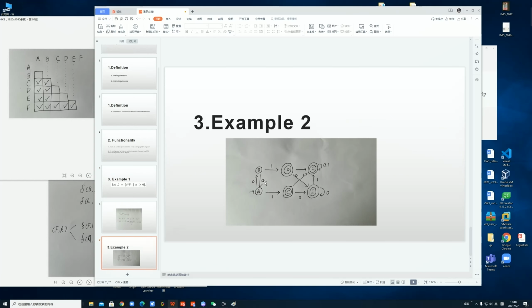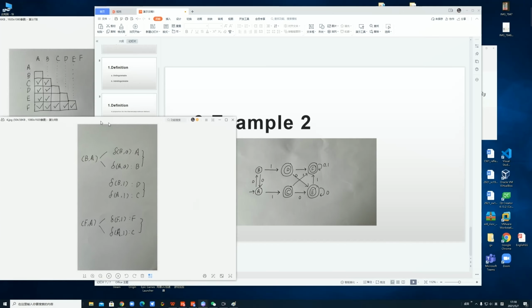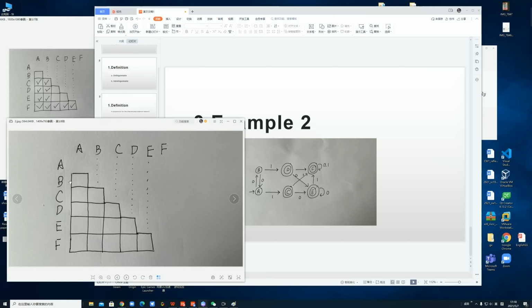And the second example is about how to minimize a DFA. As we can see, this is a DFA. In order to minimize it, we should first draw a table for all pairs of states P and Q, for example, like BA or CA.